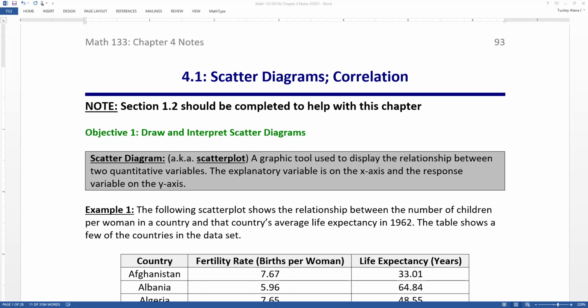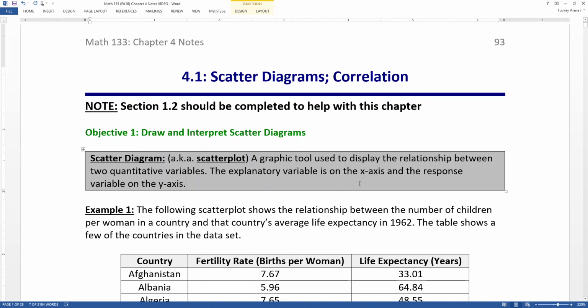In algebra, you learn the x is independent and the y is dependent upon the x. And you can learn a very specific relationship like y equals 3x plus 2 or y equals mx plus b to explain that relationship. And it's very lockstep. But in statistics, it's more wishy-washy than that. So we call x the explanatory variable.